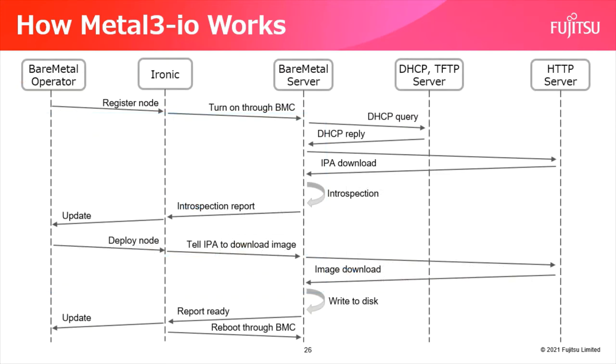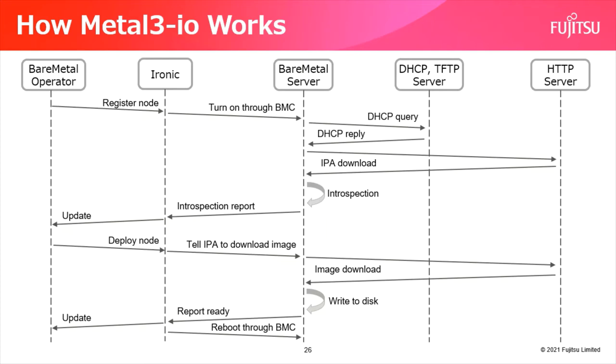This image shows the details of the provisioning workflow. It starts with the Bare Metal Operator registering a node to Ironic, and then Ironic will send a power-on to the bare metal server through BMC. The bare metal server will go through a DHCP query, download the Ironic Python Agent and run the introspection, and send the introspection report to Ironic, and Ironic updates the bare metal status to the Bare Metal Operator.